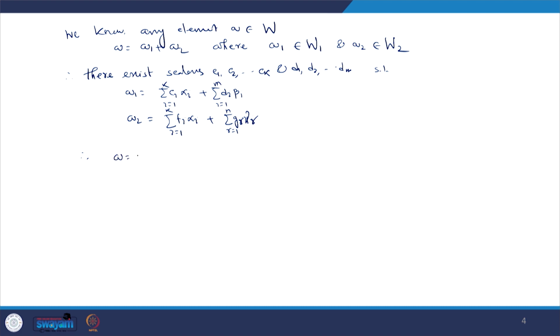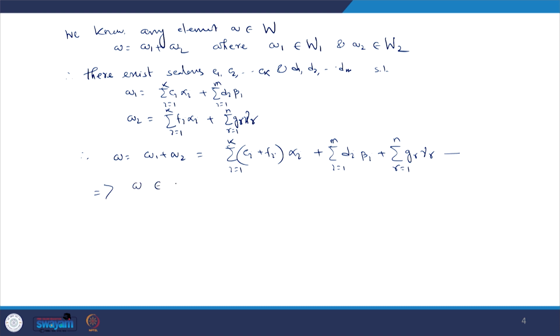So, w equal to w1 plus w2 is nothing but sigma Ci plus Fi into alpha i, i equal to 1 to k, plus sigma Di beta i, i equal to 1 to m, plus sigma Gr gamma r, r equal to 1 to n. So, this means that w can be written as a linear combination of alpha i, beta i and gamma r also. So, this implies that w belongs to the linear span of B star, or B star spans capital W.